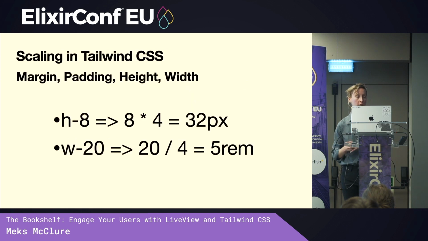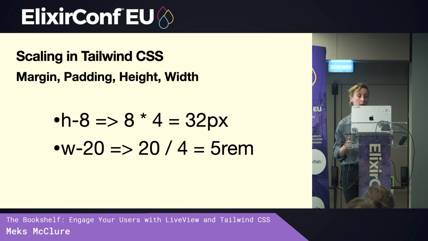She also appreciates the simplicity of the scale. If you think in pixels, you multiply the utility by 4. So something of H8 means it'll have a height of 32 pixels. If you prefer to think in rems, you'll divide the utility by 4.